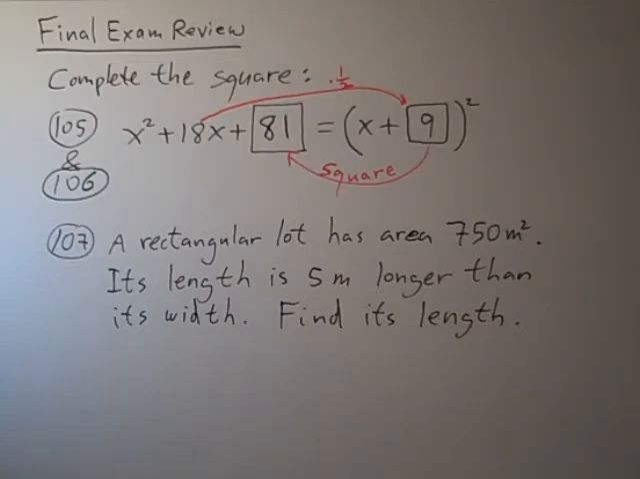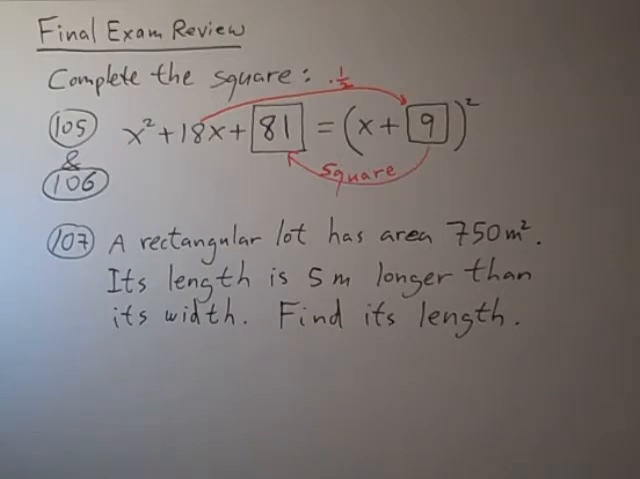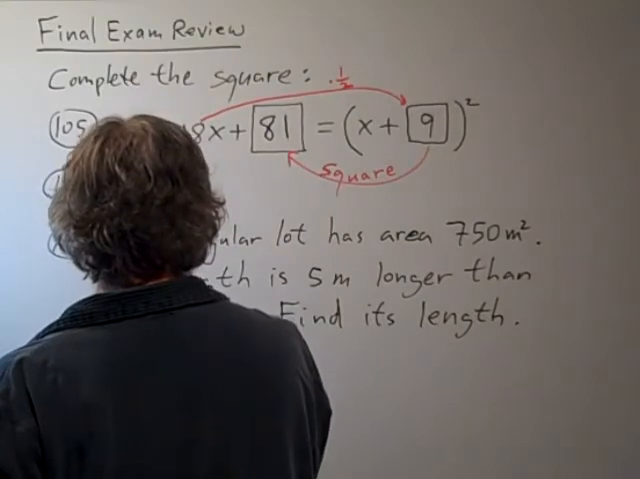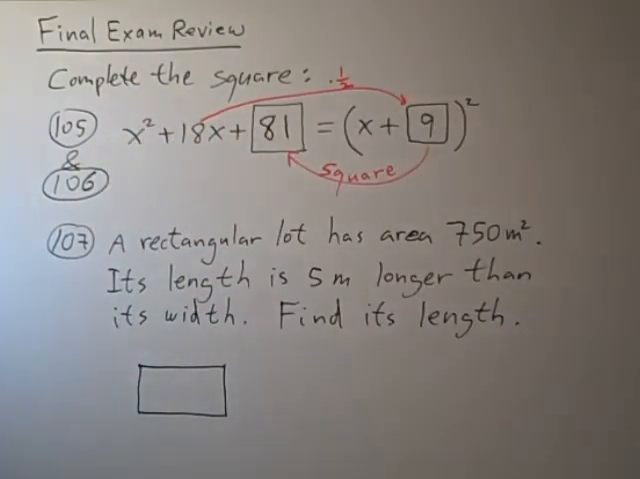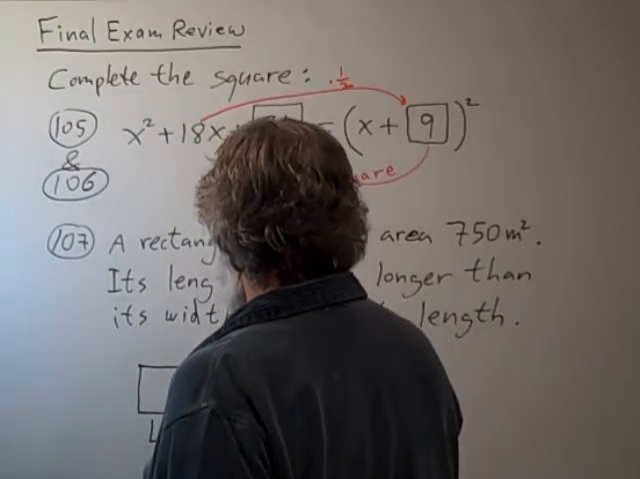Now for problem 107, they say a rectangular lot has an area of 750 square meters. Its length is 5 meters longer than its width. Find its length. Well, here's a picture of a rectangle, and it has a length and a width.